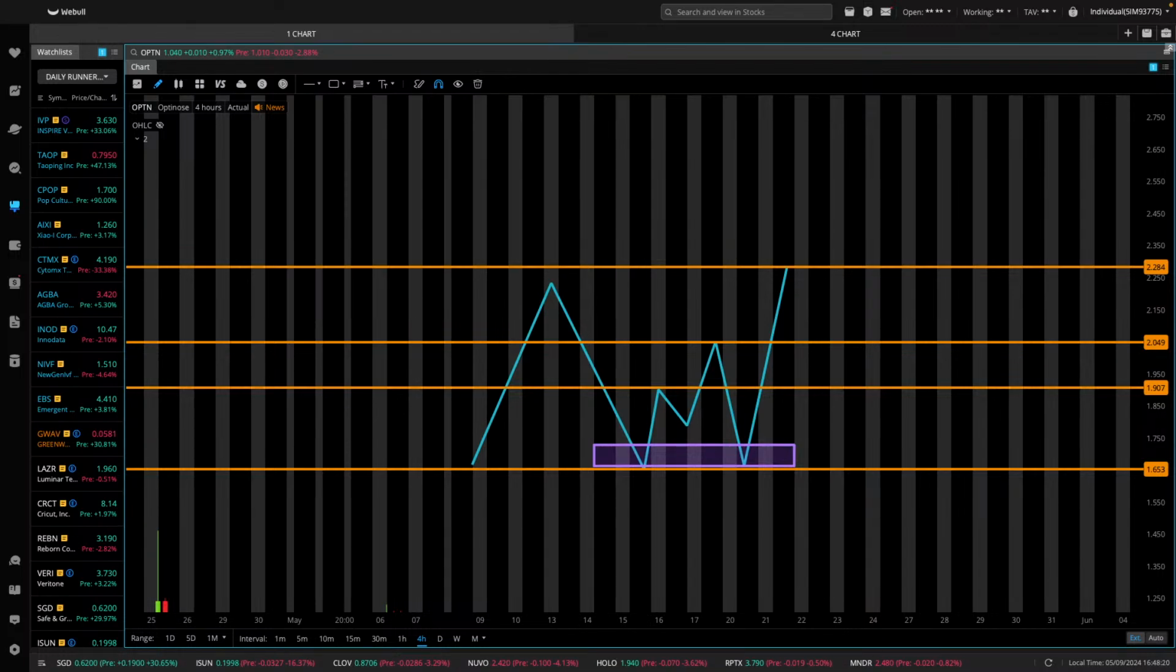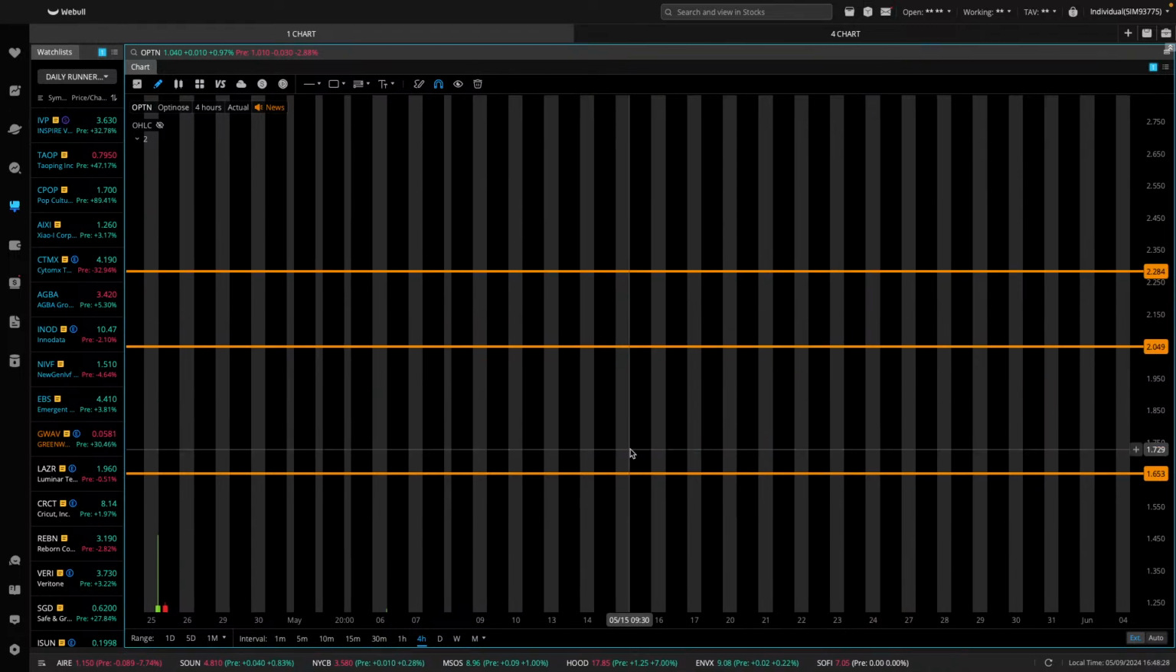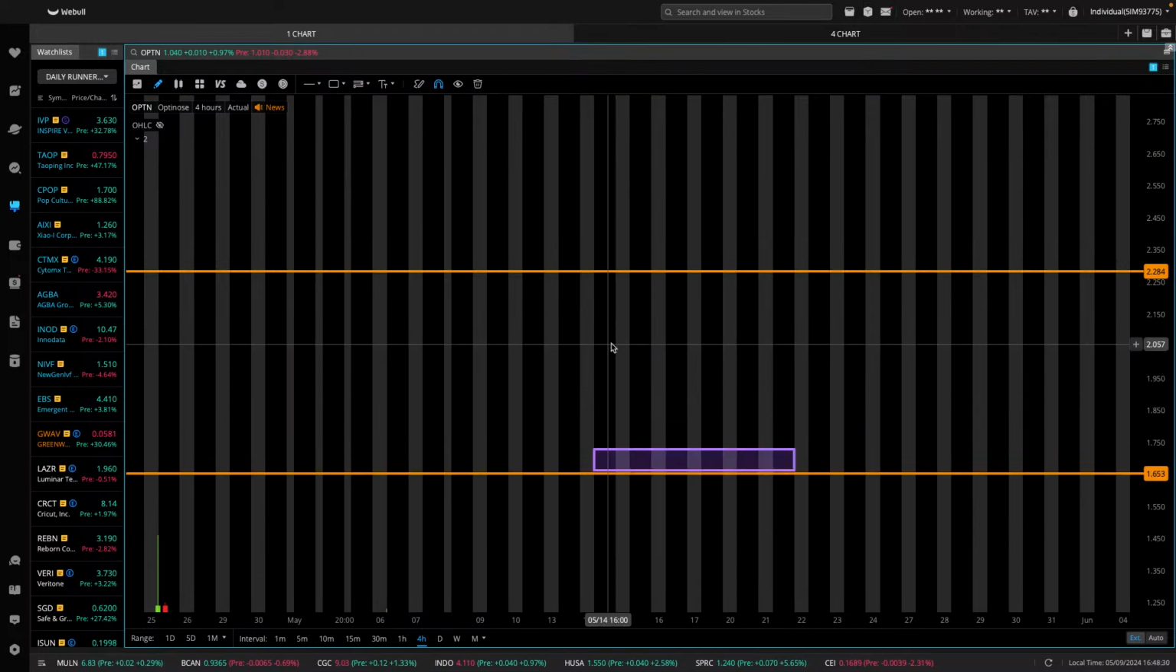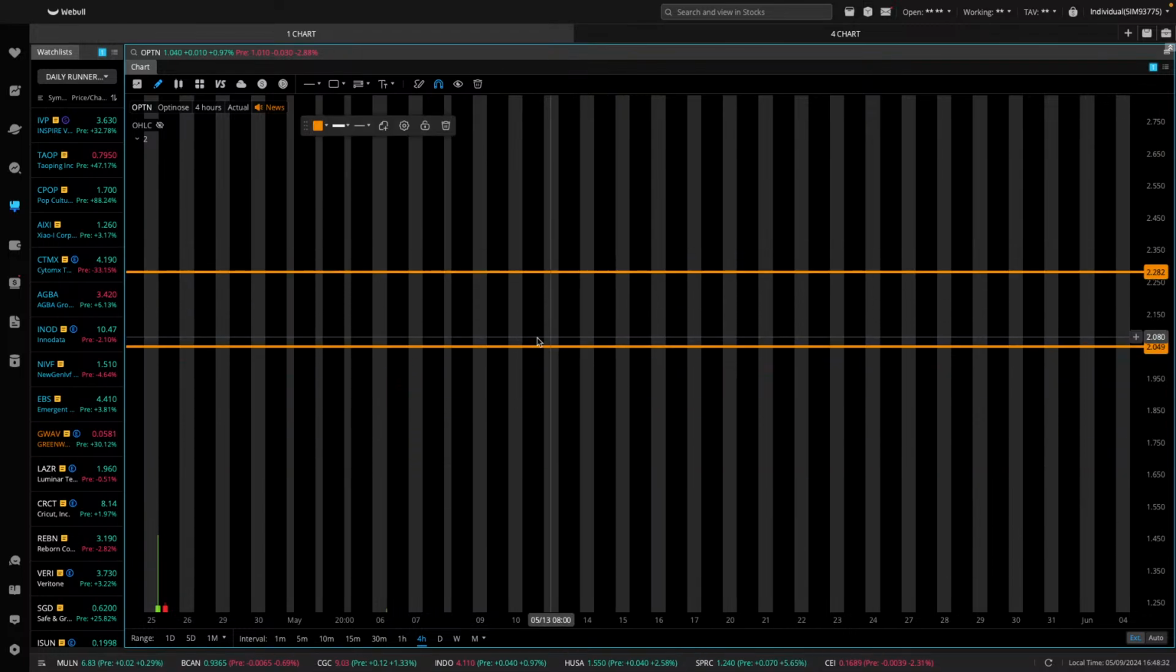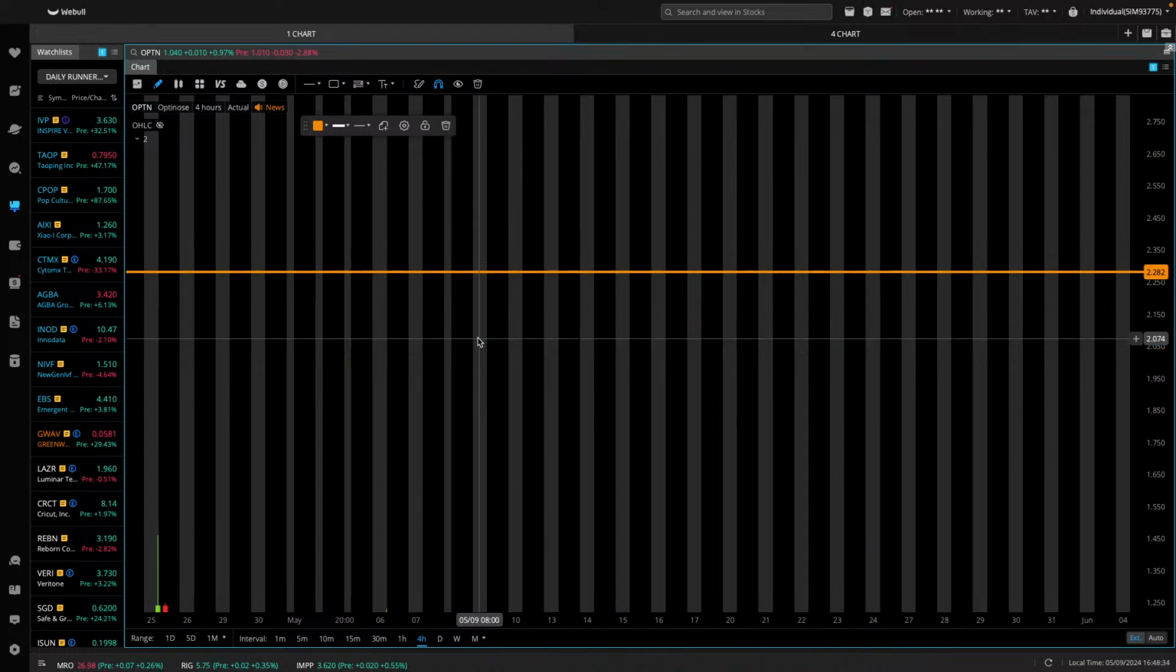If the setup's there, I'm willing to take it, but sometimes we can't get that 20-30% that we always want. So that's kind of why I change it up a bit, but most of the time it is 5%. It just really depends on the stock, if there's a lot of volatility, creating a lot of support and resistance.